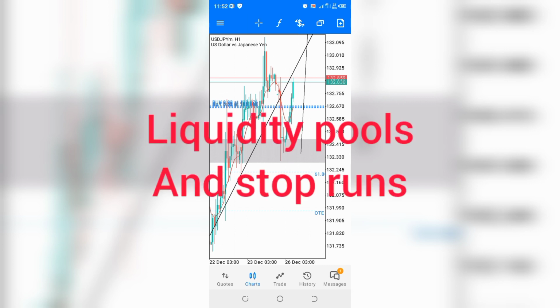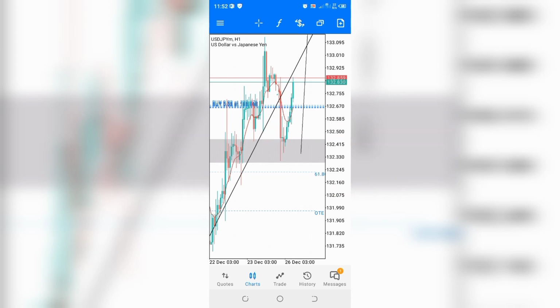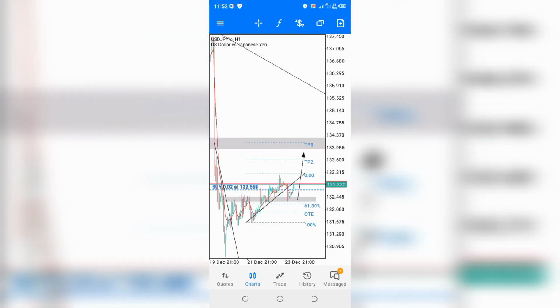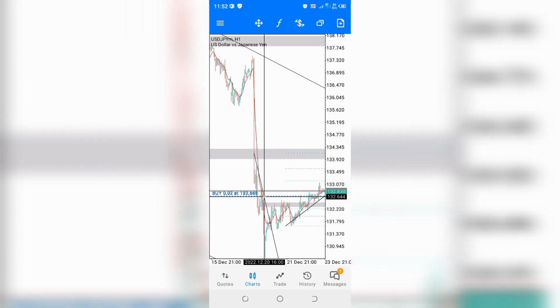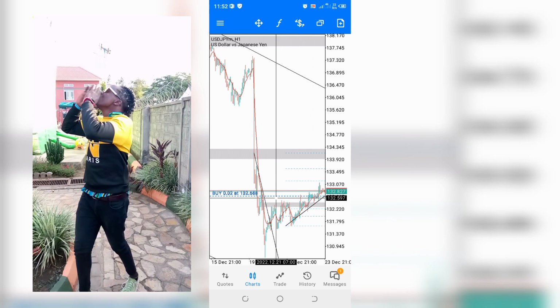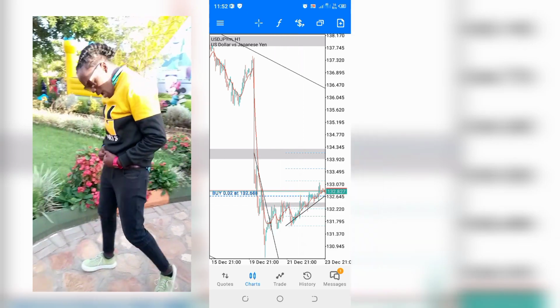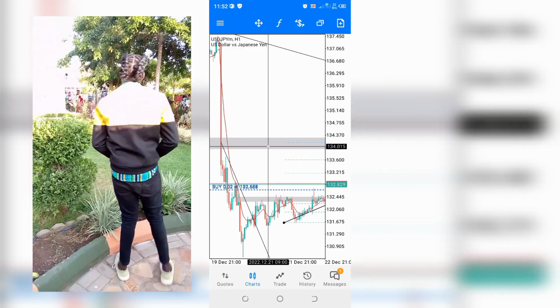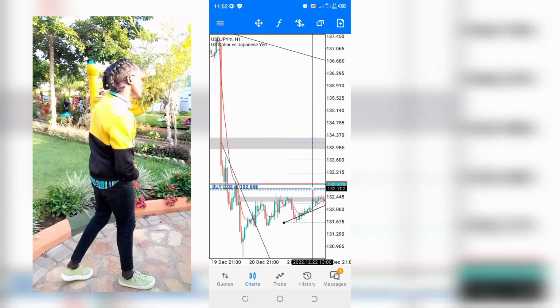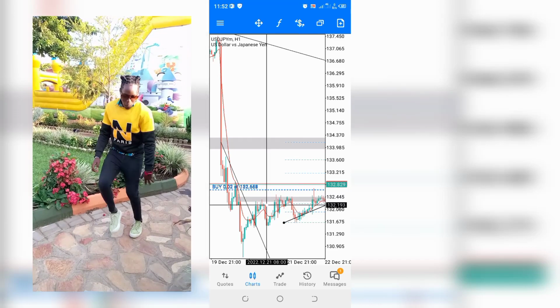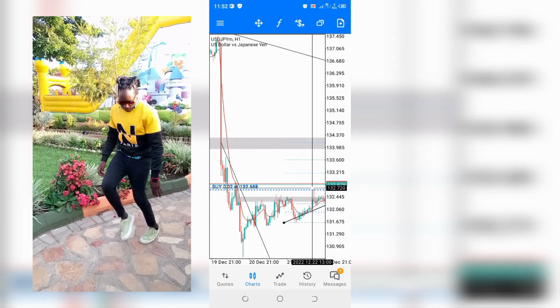The third are liquidity pools and stop runs. See this consolidation here. The equal highs and lows leave liquidity pools on top and below them. As you can see, there was a liquidity pool right here, and look at what happened to it. It got stopped out. Here we have a liquidity pool and we have a stop run here.